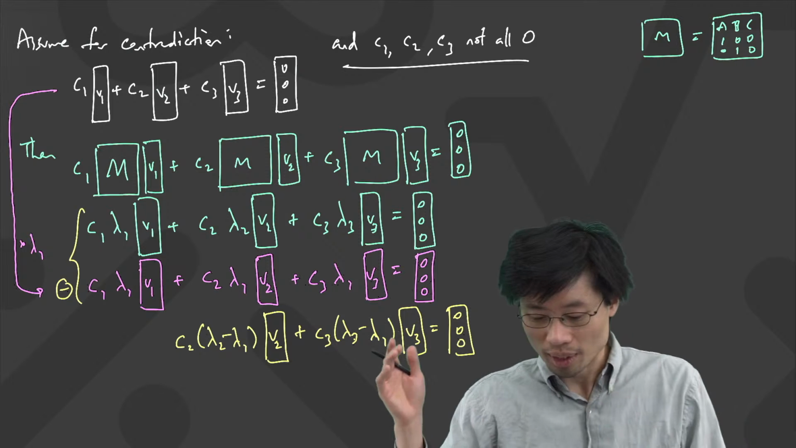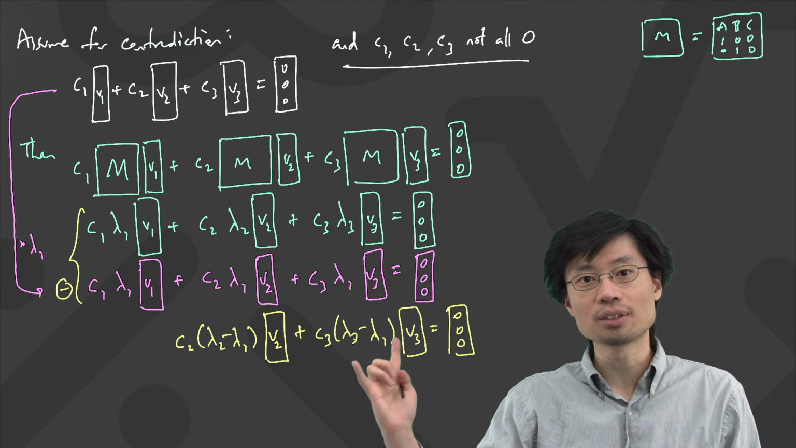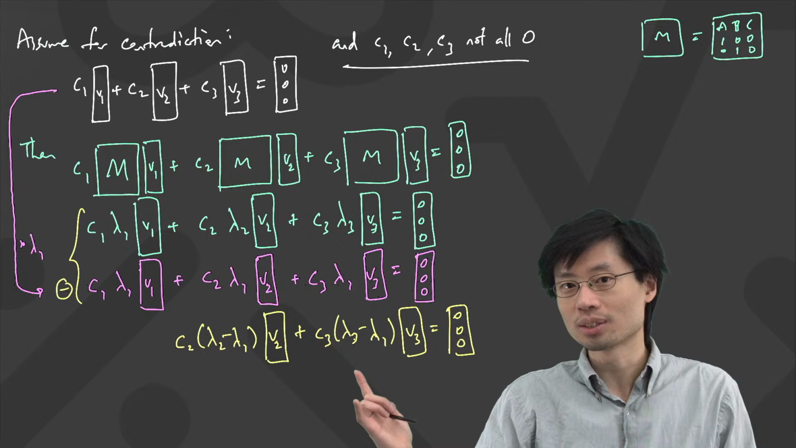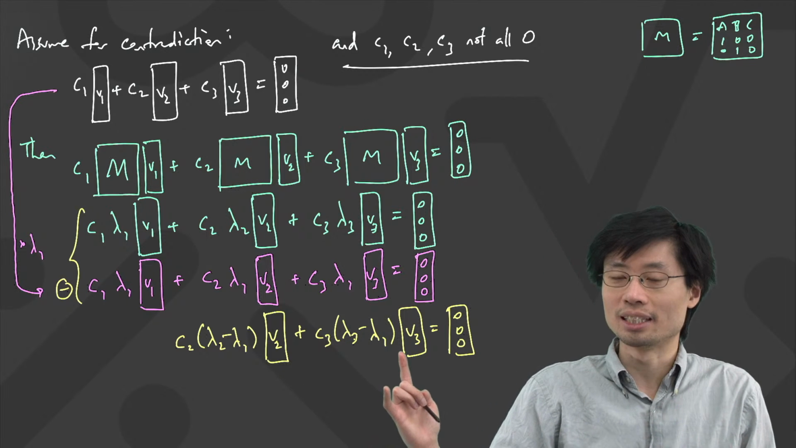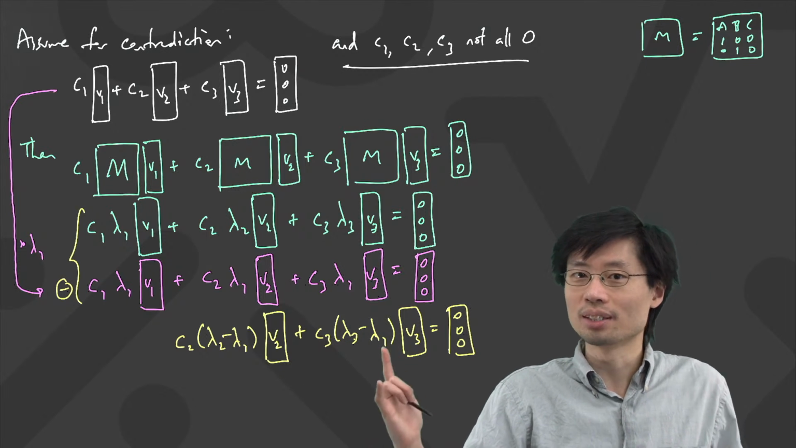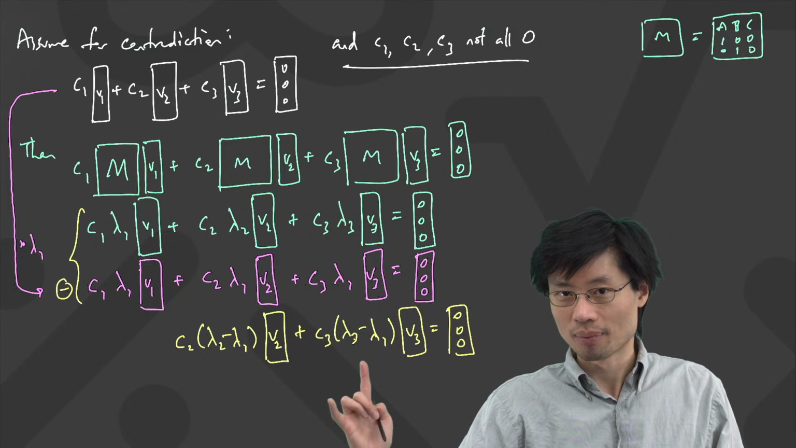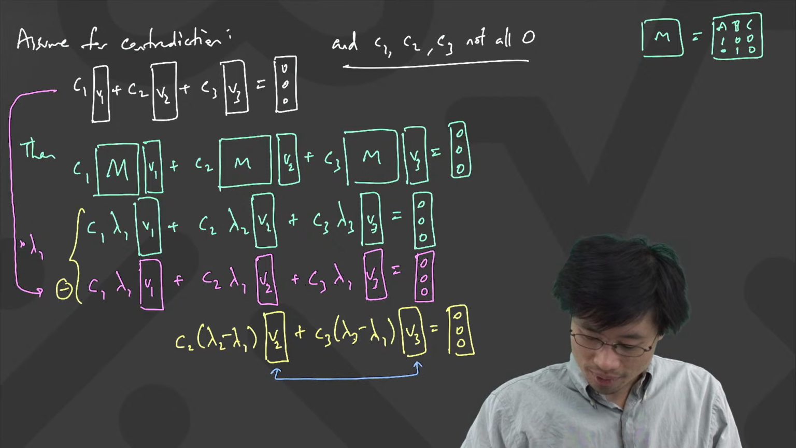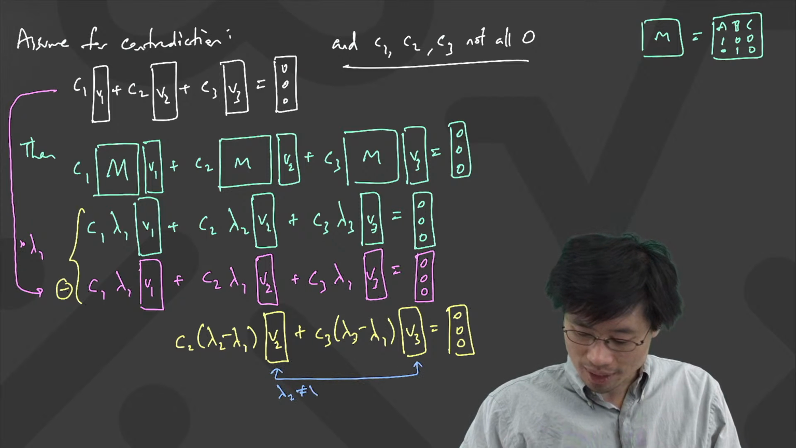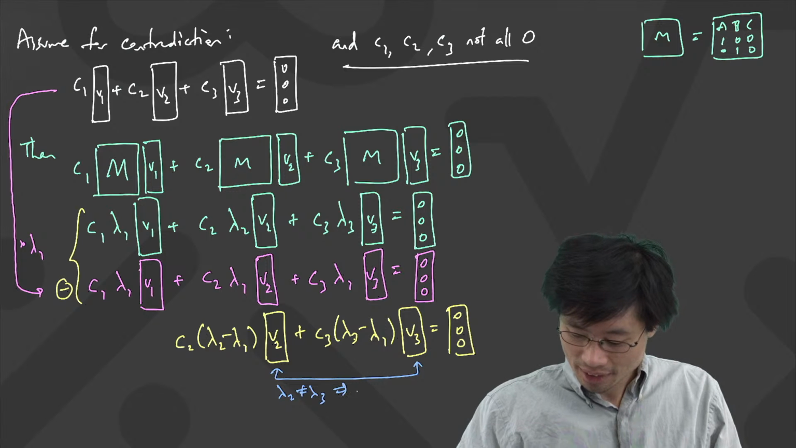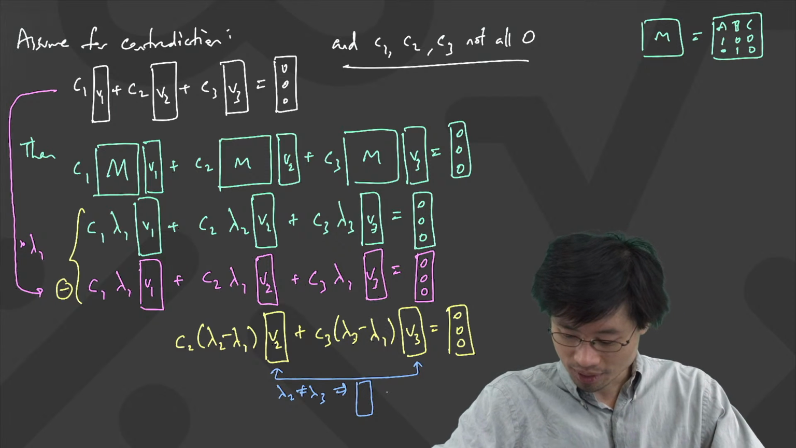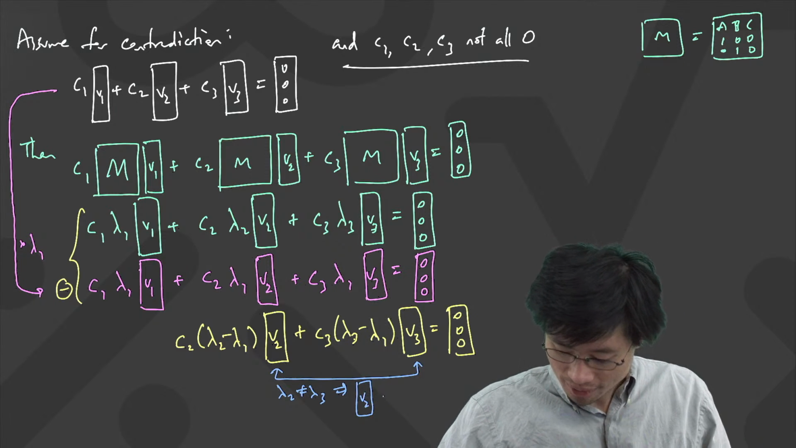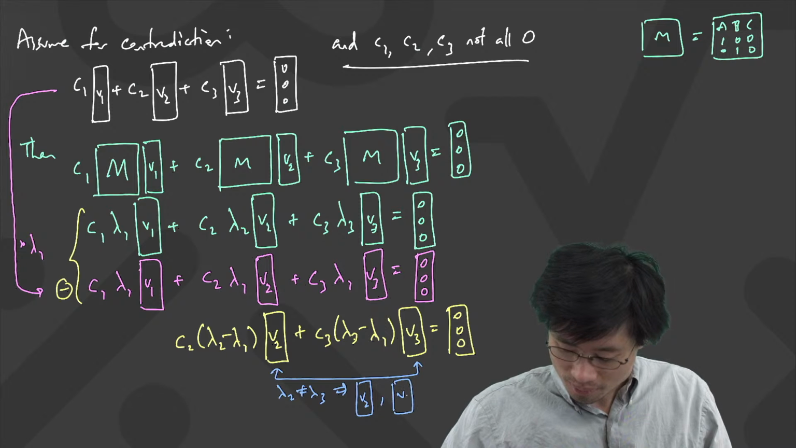What he's saying is that we already know that v2, v3 are not rescalings of each other because lambda 2 and lambda 3 are different. That's what we did for the n equals 2 case. We already know that these two, v2 and v3, are not rescalings of each other. So we already know that lambda 2 not equal to lambda 3 implies that v2 and v3 are not rescalings.